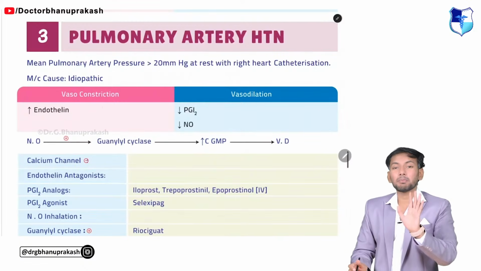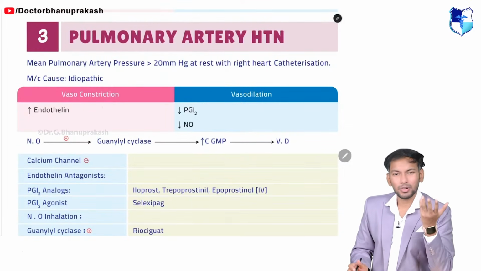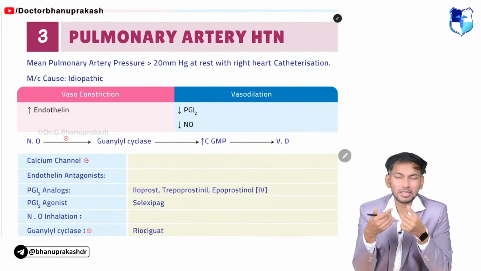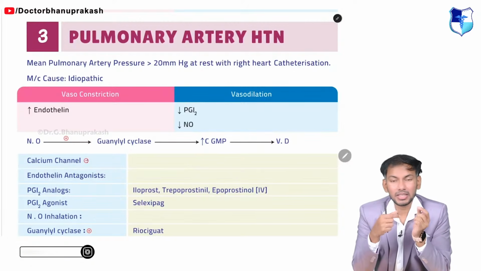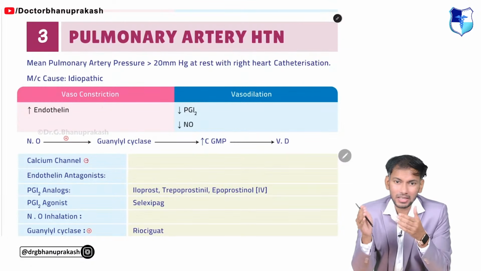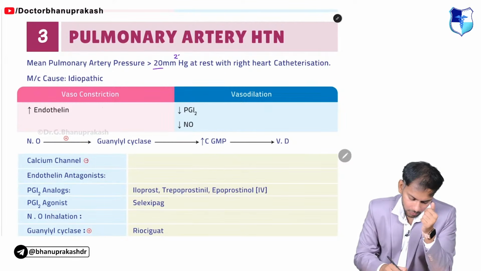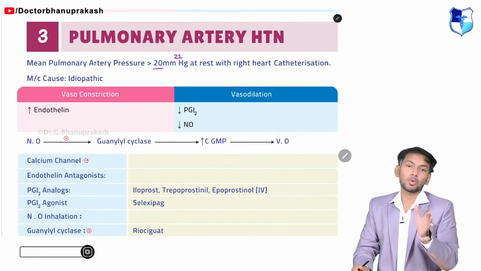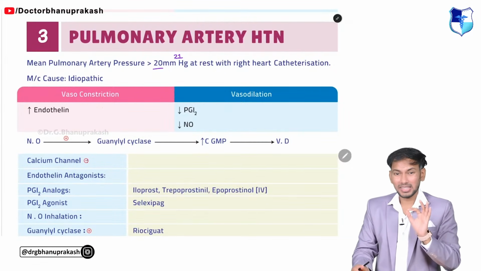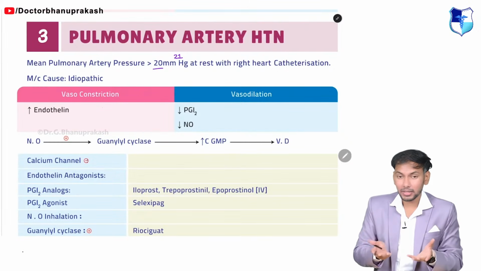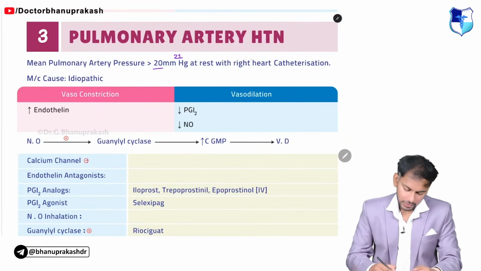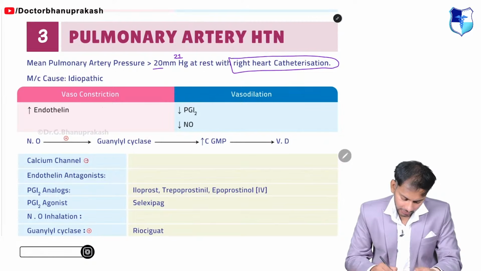Now coming to pulmonary artery hypertension, an important topic in medicine. Basically it means there is increased blood pressure in the pulmonary artery. How much is it? Different textbooks say different values. Some say it is more than 20, some say it is more than 21. So it is either more than 20 or 21 mm Hg at rest in the pulmonary artery when you are measuring it with the help of right heart catheterization.